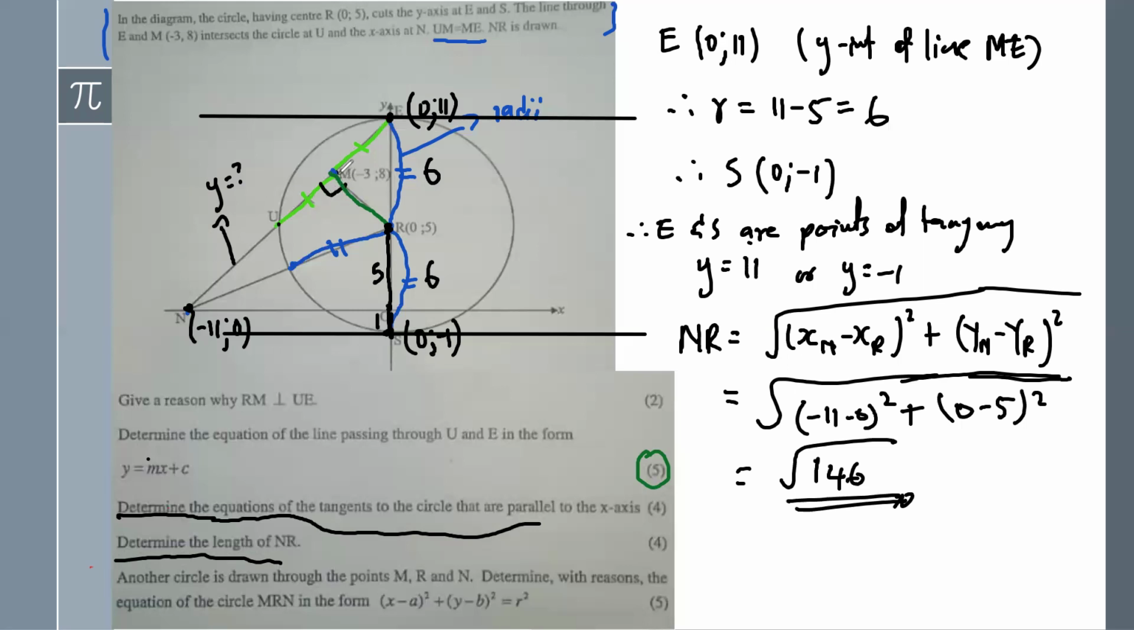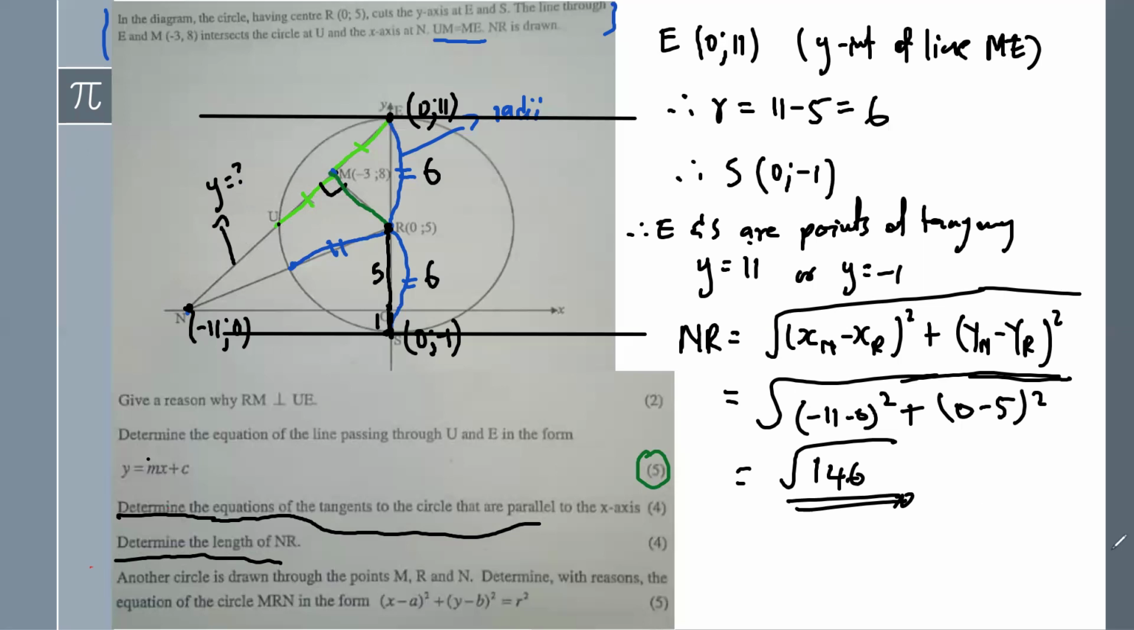Some people would have preferred to use Pythag, but I don't see the point there. If you know MR and MN, you can use Pythag to find NR, but take note, to find MN, you would still need to use the distance formula. So you can just go straight away into the distance formula here.